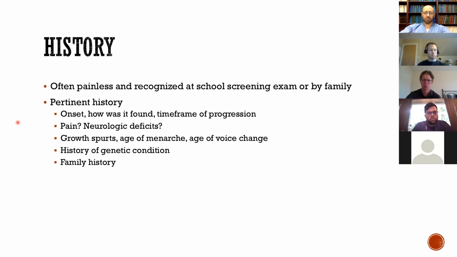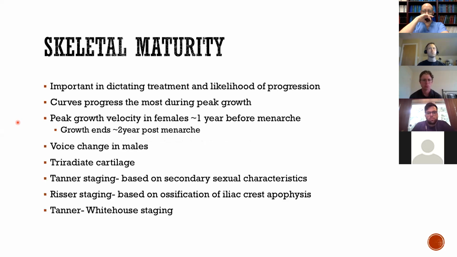Again, mention growth spurts: for girls, age of menarche; for guys, age when they started having voice changes, because again, these are connected to growth. Always have to elicit family history and their own personal history of any genetic conditions, as well as family history of scoliosis and possibly genetic conditions that may cause a scoliosis, not necessarily AIS, but any type of deformity of the spine. Jason, what's the name of that test that you mentioned that the nurses typically do in the school?